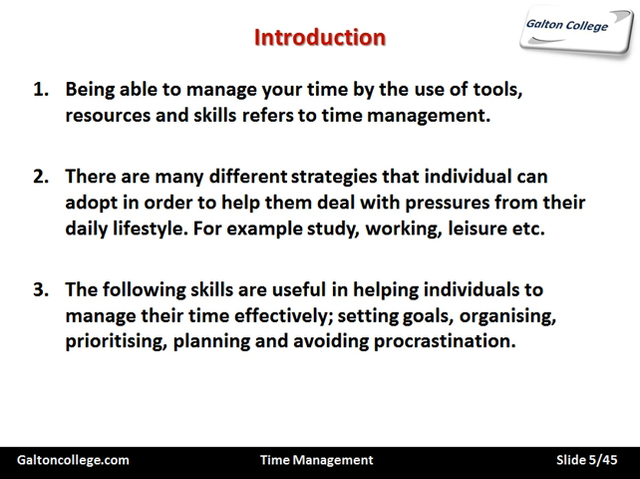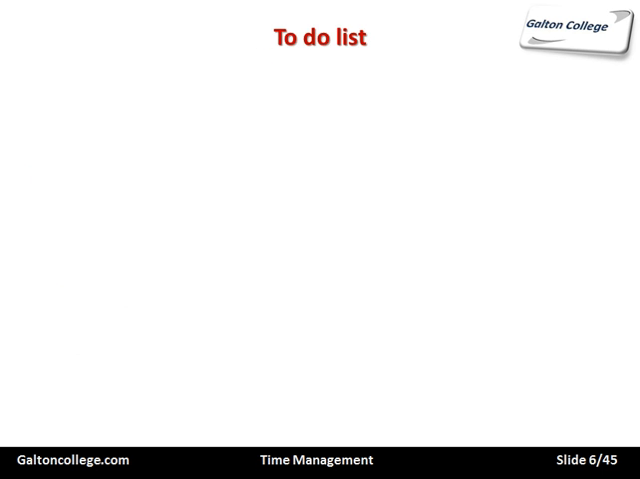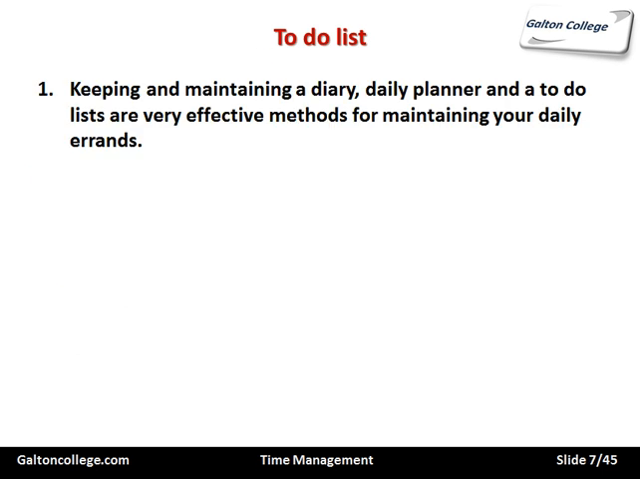Now, there are various techniques that we can adopt in looking at this, and let's go through a few of them. The first one is quite straightforward and one we do all the time. It's simply to have a to-do list. A to-do list involves keeping and maintaining a diary or a daily planner, and to-do lists are very effective methods for maintaining your daily errands, your daily requirements. So a to-do list will be the things we need to do over the day. Clearly we can prioritise within that list. Certain things are more important than others. So we can move tasks around according to their priority.